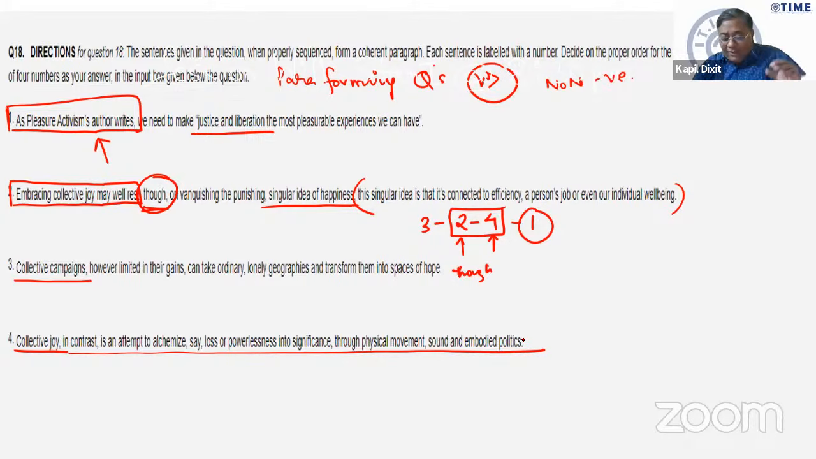One won't make sense in the beginning of the paragraph as there is no direct connection between 1 and 3. 1 and 3 linkage does not exist. But it was a difficult question.